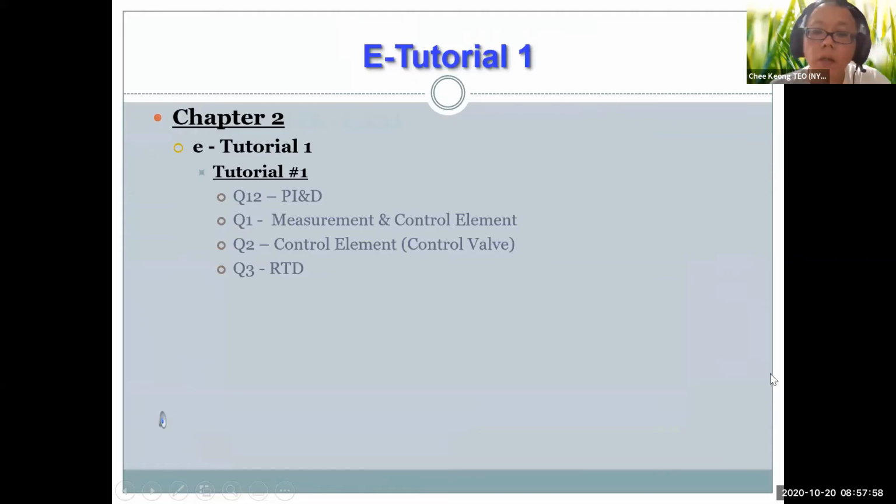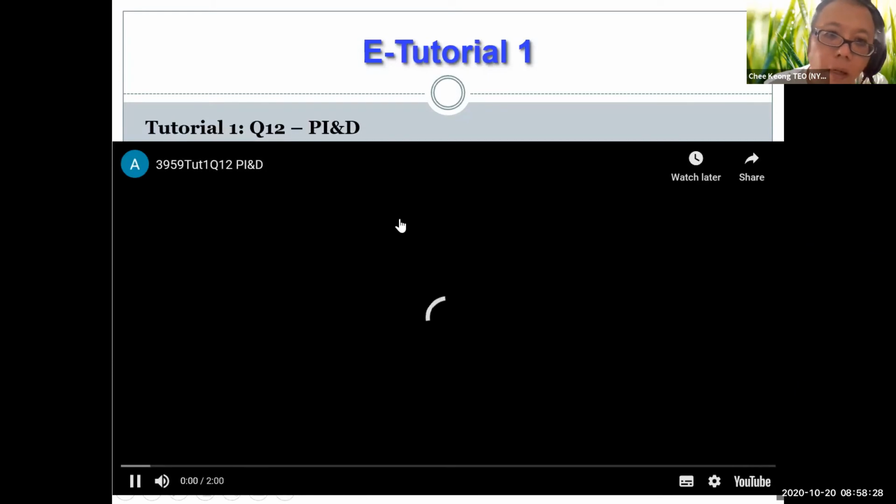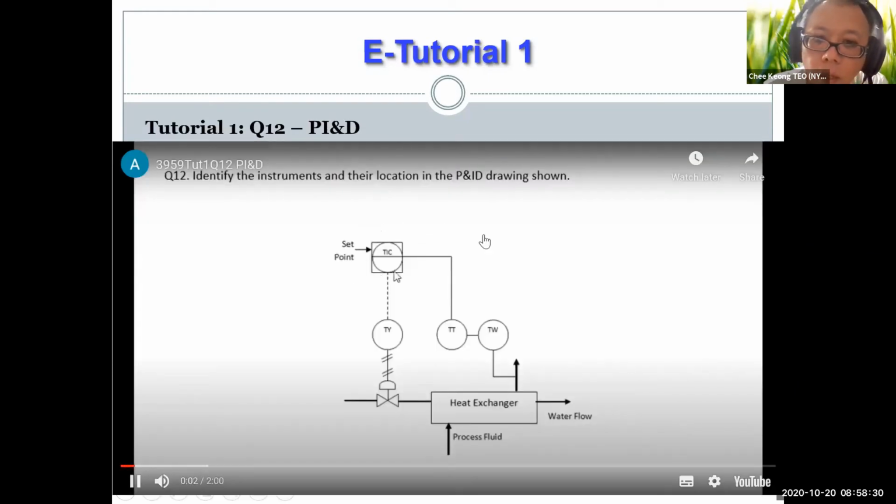Watch for this week. Please go through also the e-tutorial one. For this week, for e-tutorial 1, we will be going through P and ID diagram, question 12, question 1 on measurement and control element, question 2 on the control element control valve, and question 3 on RTD. Okay, at the back after this page, there is a tutorial that is pre-recorded, but because it's pre-recorded, I will not go through using the video, but rather I will just take out the tutorial sheet and discuss the question.